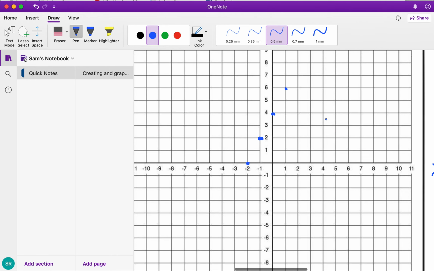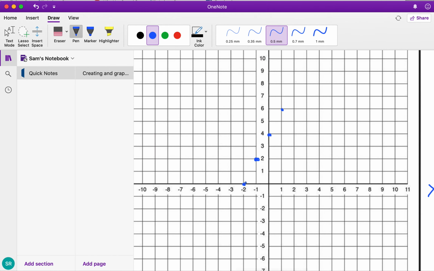So now I'm going to try to draw my best version of a straight line through all these points. And remember that line extends infinitely. So that line's going to go on forever.